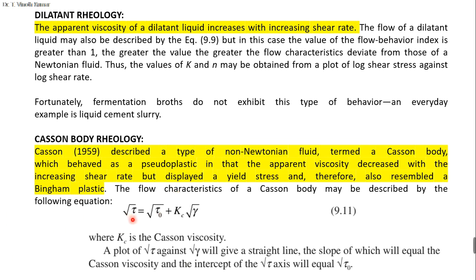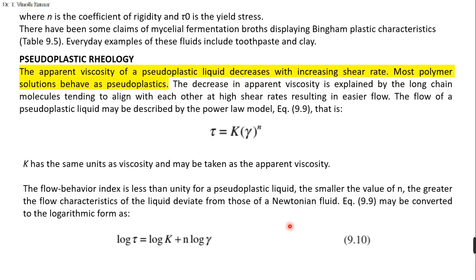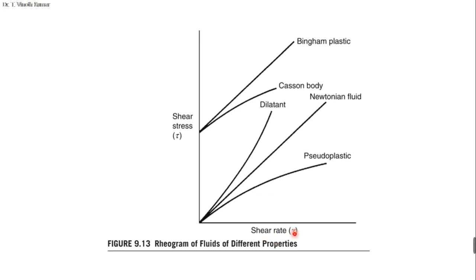And here, root of tau is equal to root of tau 0 plus Kc multiplied by root of gamma. The Kc is the Casson viscosity, that is the constant we are going to apply here, and the plot of root tau against root gamma will give a straight line. In the Rheogram we are using gamma as the shear rate in the x-axis and tau in the y-axis. But here in the Casson body we have to use root of gamma in the x-axis and root of tau in the y-axis. So this will give the straight line.